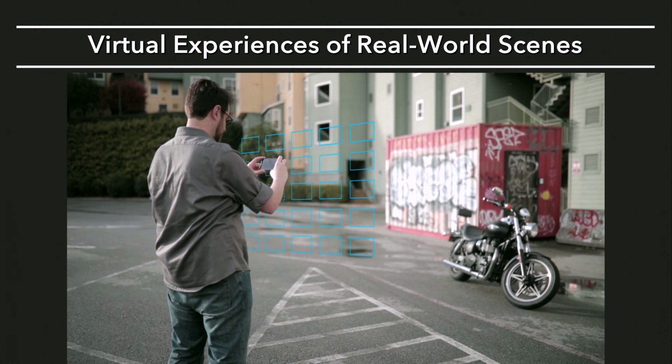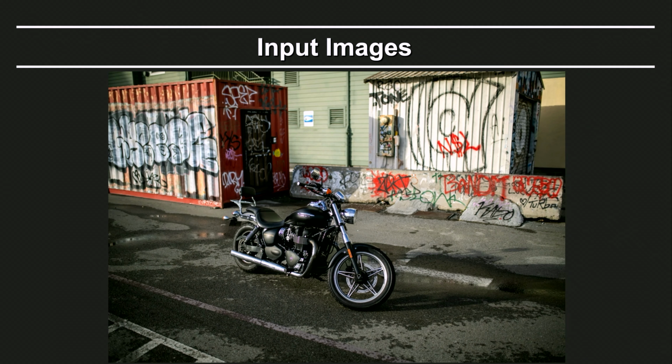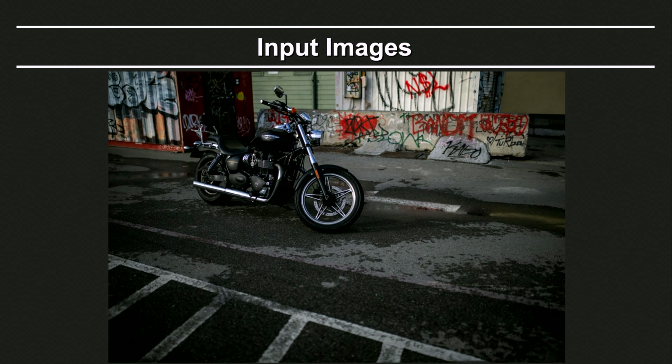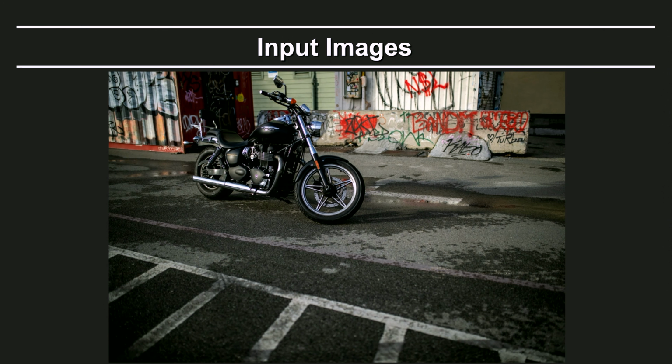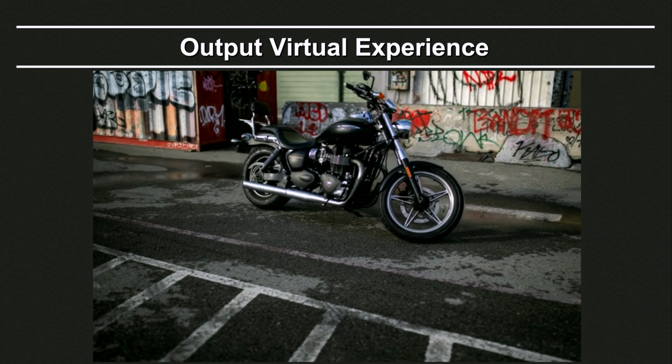You want a user to be able to quickly click a few images with their phone. And you have these input images that look something like this. And thereafter, you want to enable an immersive visualization, something that could be used in virtual and augmented reality.